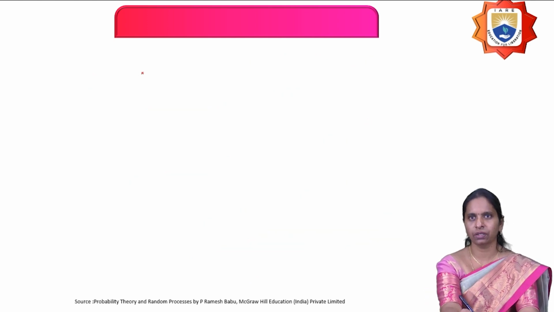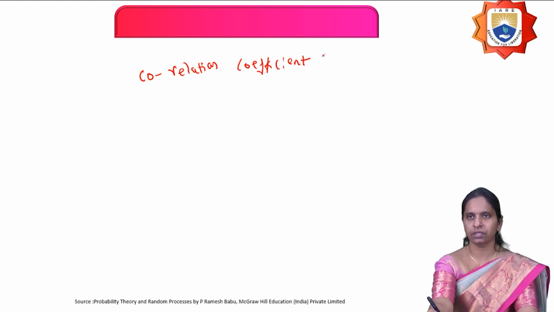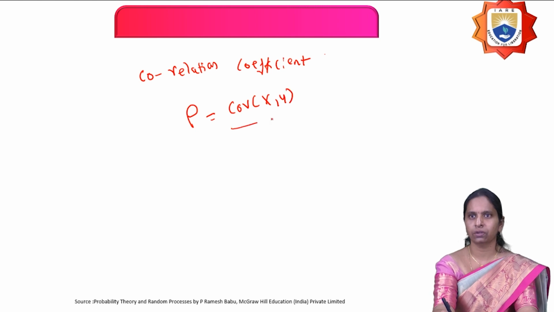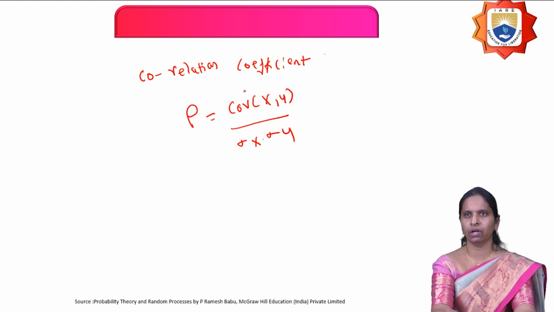And the next one is what? You have to study correlation coefficient. The correlation coefficient is represented by the symbol rho. So, what is rho equal to? It is a ratio of covariance to the product of their standard deviations. What is the correlation coefficient formula? Rho is nothing but the ratio of covariance of x and y to the product of their standard deviations.